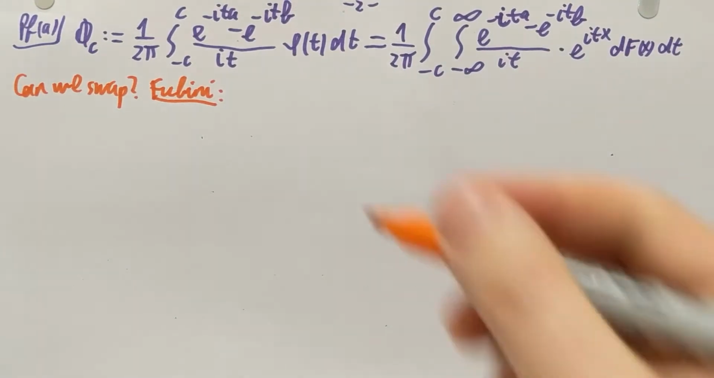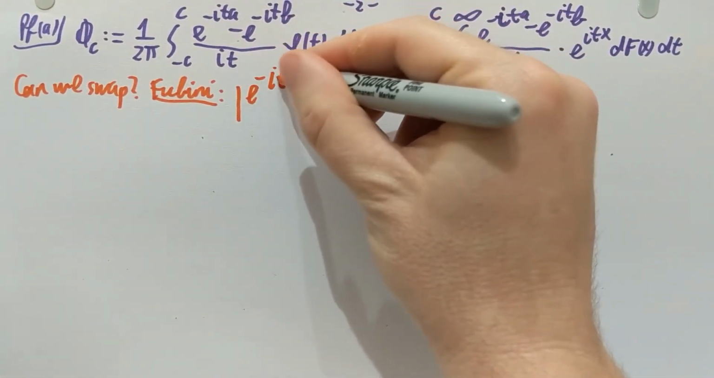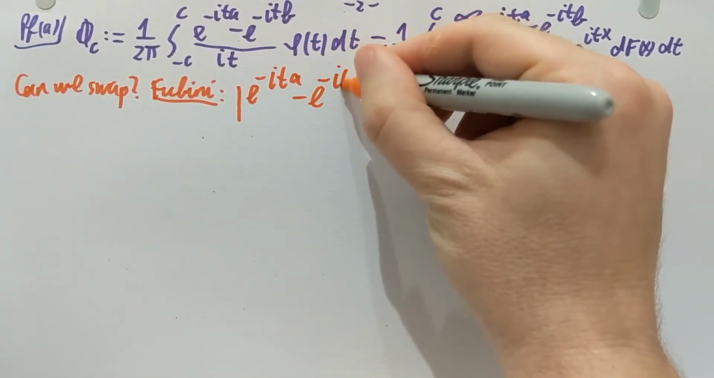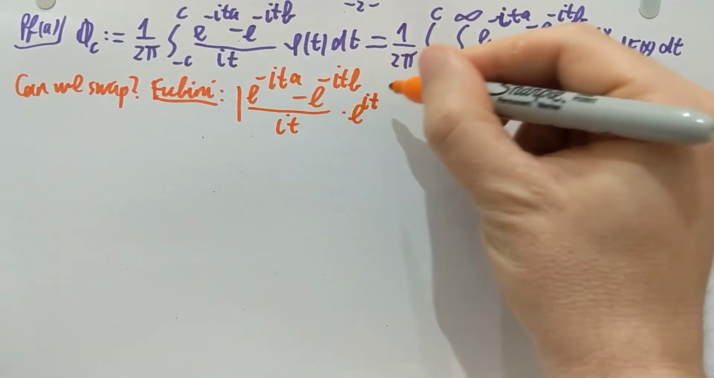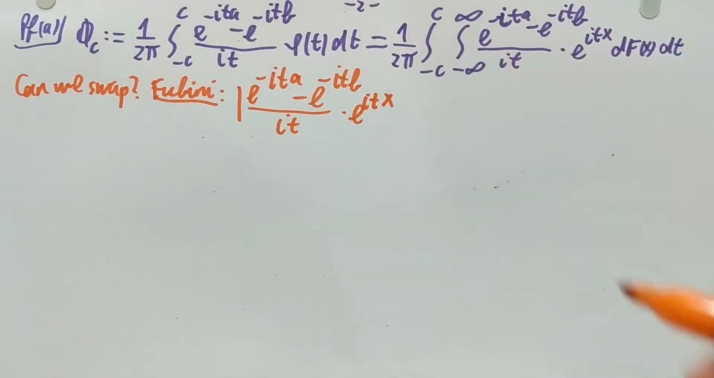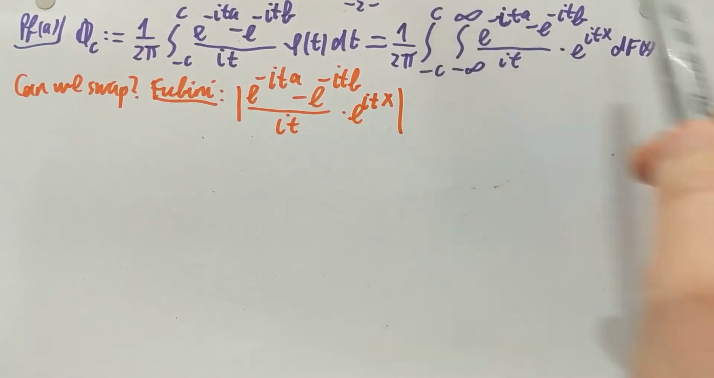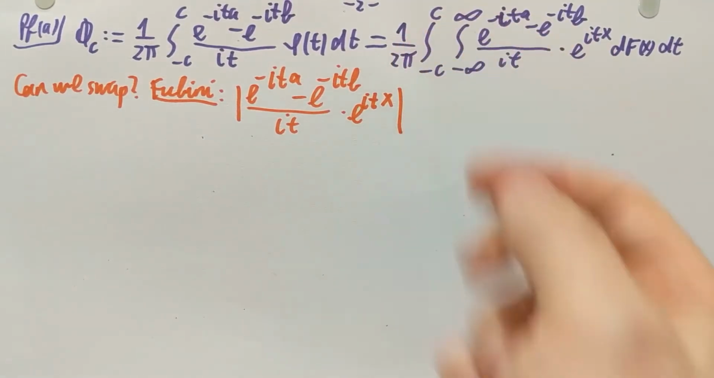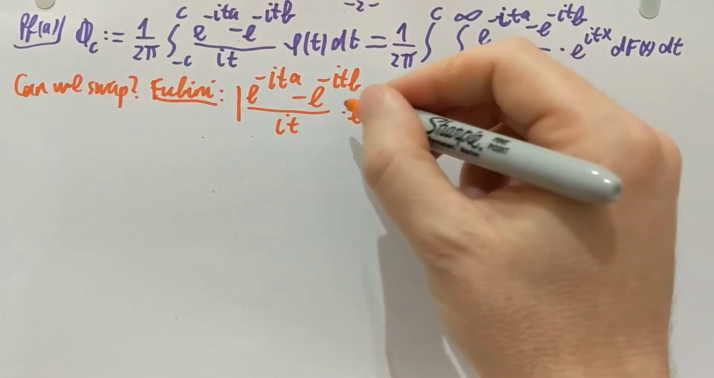So let's find out about the mod of (exponential minus ita minus exponential minus itb) over it, and then e to the itx. If this thing is double integrable, so integrate from minus infinity to infinity dF, minus c to c dt. If this double integral is finite, then we have the right to swap over the two integrations. So let's check this.